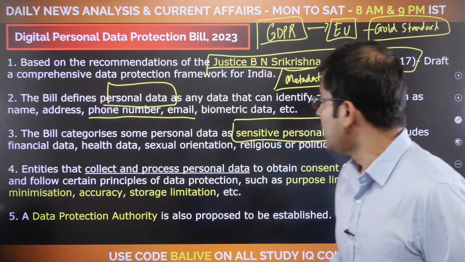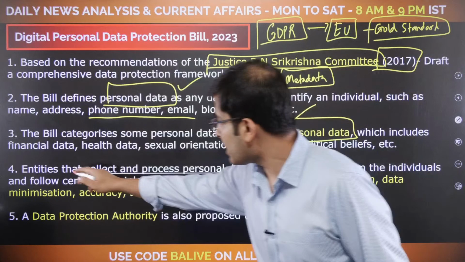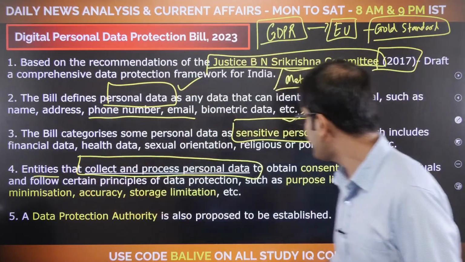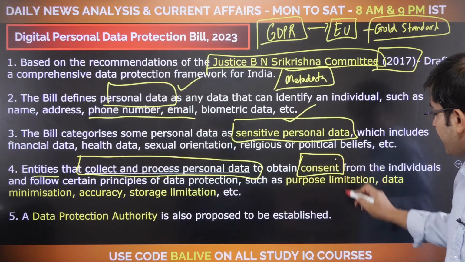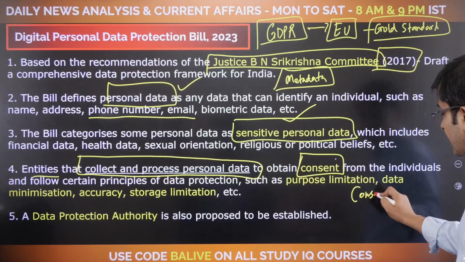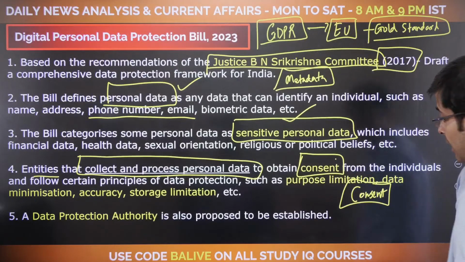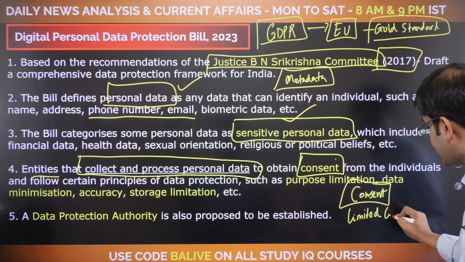So two types of data, personal data and sensitive data. Now those organizations that collect and process personal data first have to obtain consent. And now the problem with consent here. In the European Union model, if we discuss consent, the first thing it talks about is limited consent.